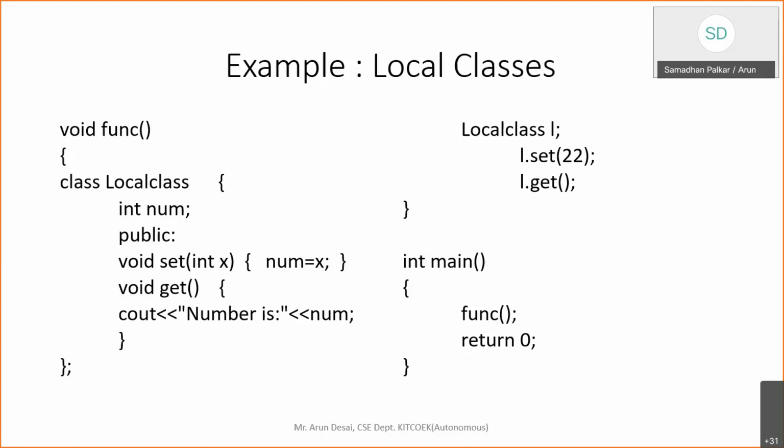So the local class object should also be created inside that function, and whatever functions are related to that object, we are going to call on that object as well, right? So inside main you can call only a function, right? So this is something called a local class.